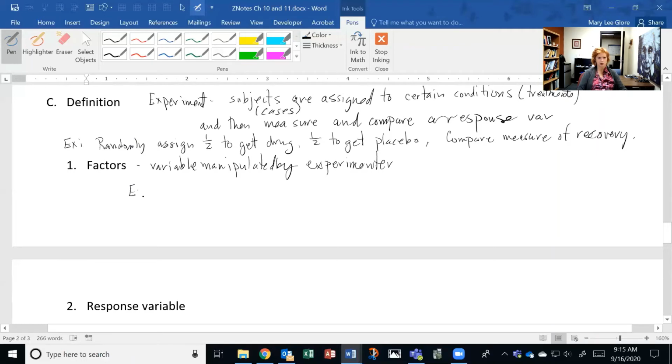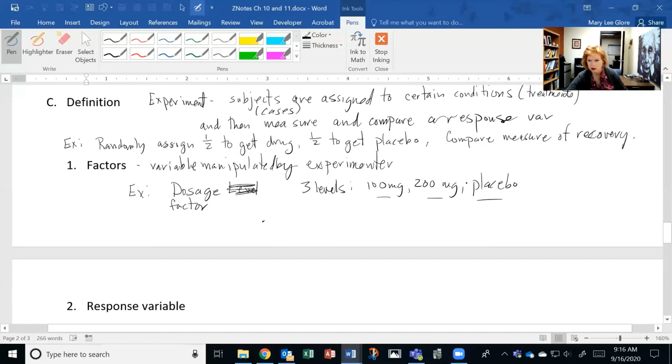An example for my drug: maybe instead of getting half the drug or not, a third get this many milligrams, a third get another amount, so this could be dosage level. Let's just call it dosage, and let's say that's my factor. Of that factor, I have 3 levels: 100 milligrams, 200 milligrams, or the placebo, which is 0 milligrams. So this dosage is my variable, and it has 3 possible categories that you could choose.